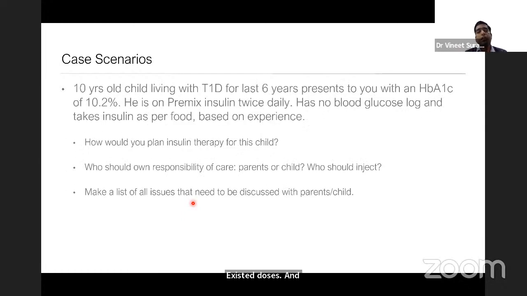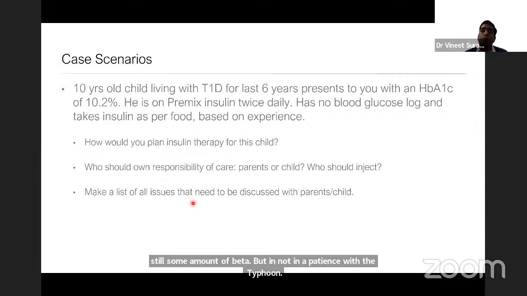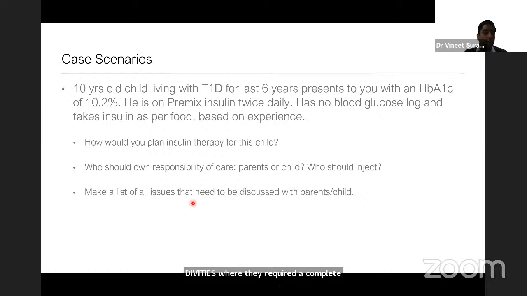Then coming to the second one, here the child is already on a premix insulin twice daily, and what we have learned till now is that giving premix will never match the physiology of insulin therapy. So premix can be okay in type 2 diabetes where there are still some beta cells left, but not in patients with type 1 diabetes, where they require a complete cover with insulin from the outside. So they have to be on a basal bolus regime, no question asked. This requires a complete basal bolus therapy, so the child and the child's parents have to be counseled about it.